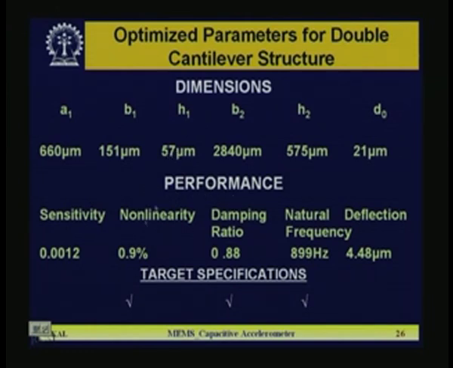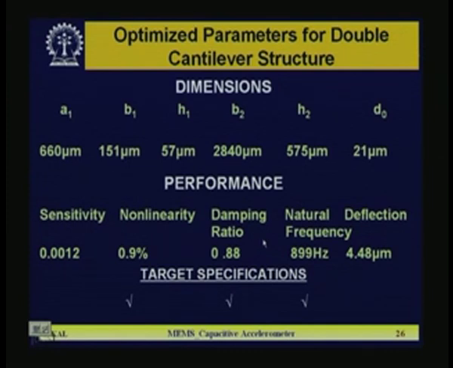So, if you concentrate on the performance of the structure, it is like that. Sensitivity is 0.0012, nonlinearity 0.9%, damping ratio 0.88, natural frequency 899 hertz, deflection 4.48. All those values are shown in the earlier table also, in the without perforation column. So, now target specifications have been achieved in nonlinearity, damping ratio, natural frequency, and sensitivity is also very close. We want a similar kind of sensitivity.